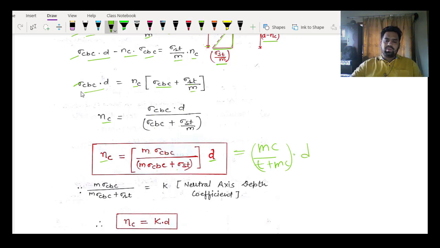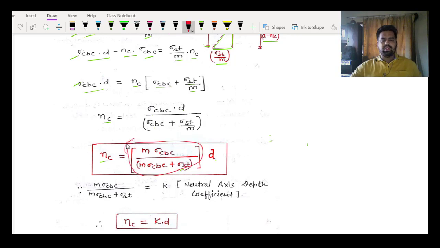Okay, so here M is the modular ratio, C stands for the compressive permissible stress, which is sigma CBC, T is the tensile stress, which is sigma ST, M is again the modular ratio, and C is sigma CBC. So you can easily remember it by this. Okay, so this whole term, M sigma CBC upon M sigma CBC plus sigma ST, is denoted as K. K is the neutral axis depth factor.